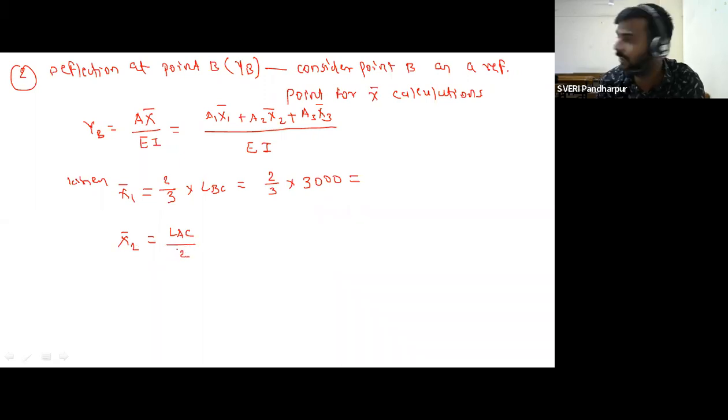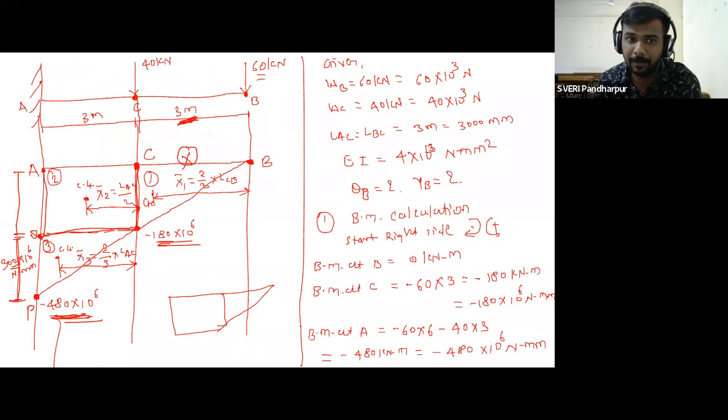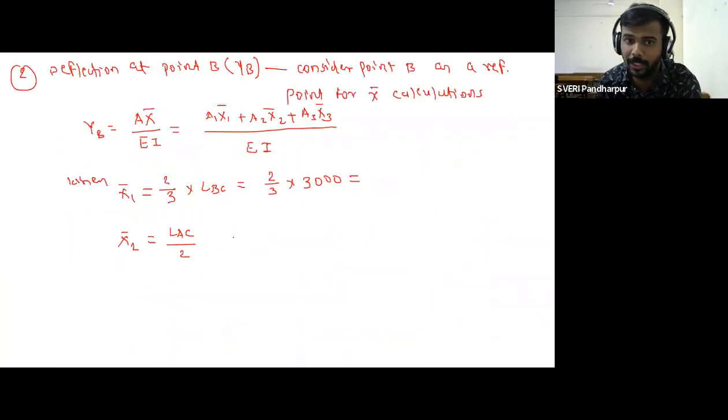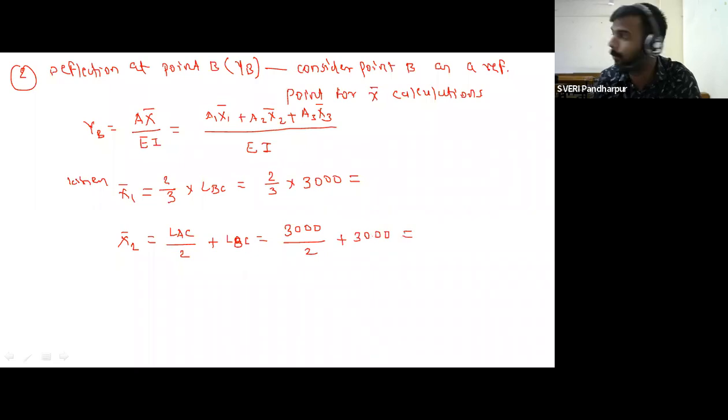This is applicable only for section 2, right? L of AC divided by 2. We cannot say that we need to take this x bar distance from point B, so total this 3 meter plus this 1.5 meter divided by 2; we cannot do that. L by 2 is applicable for section 2 only. So the remaining distance we have to write as it is, that is L of BC. So 3000 divided by 2 plus 3000, because point B is your reference point.